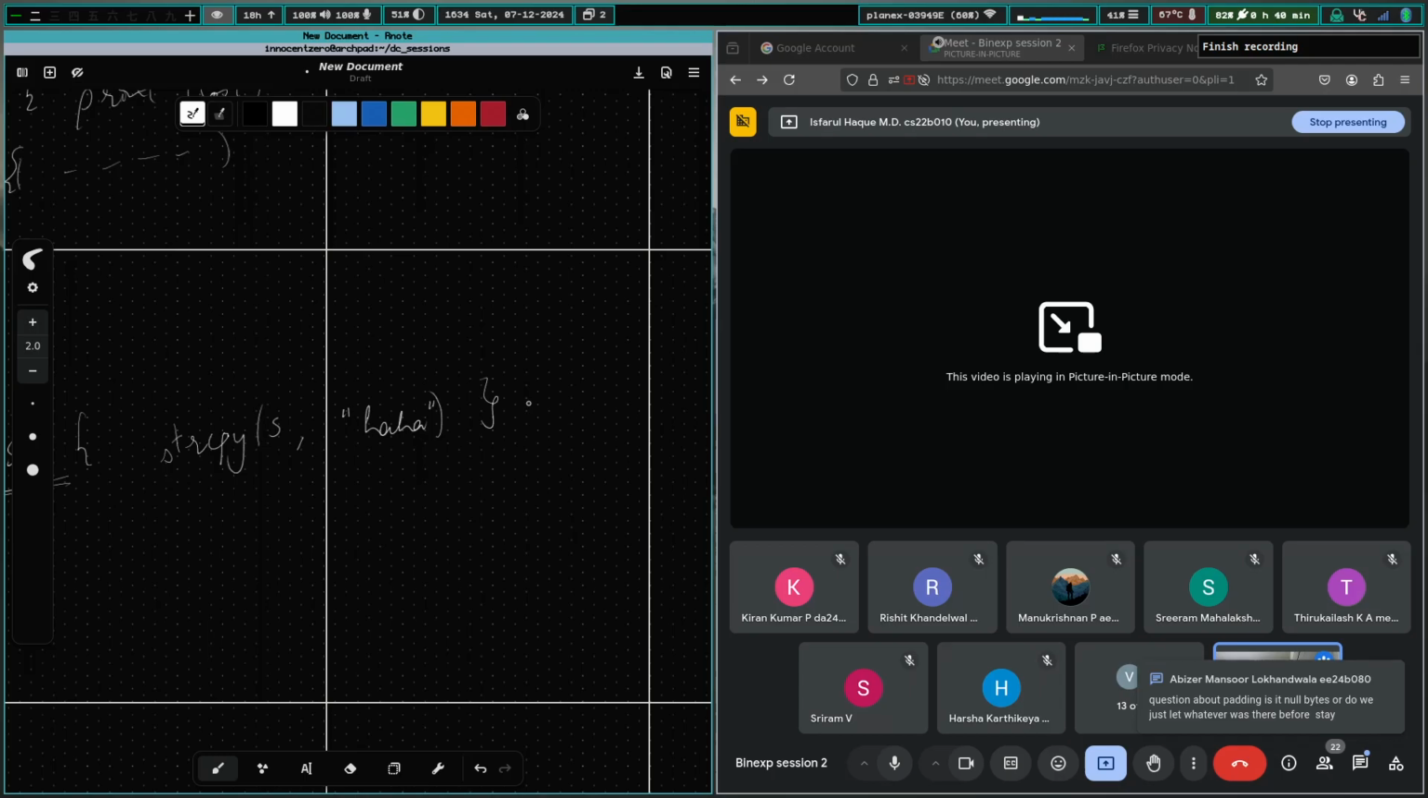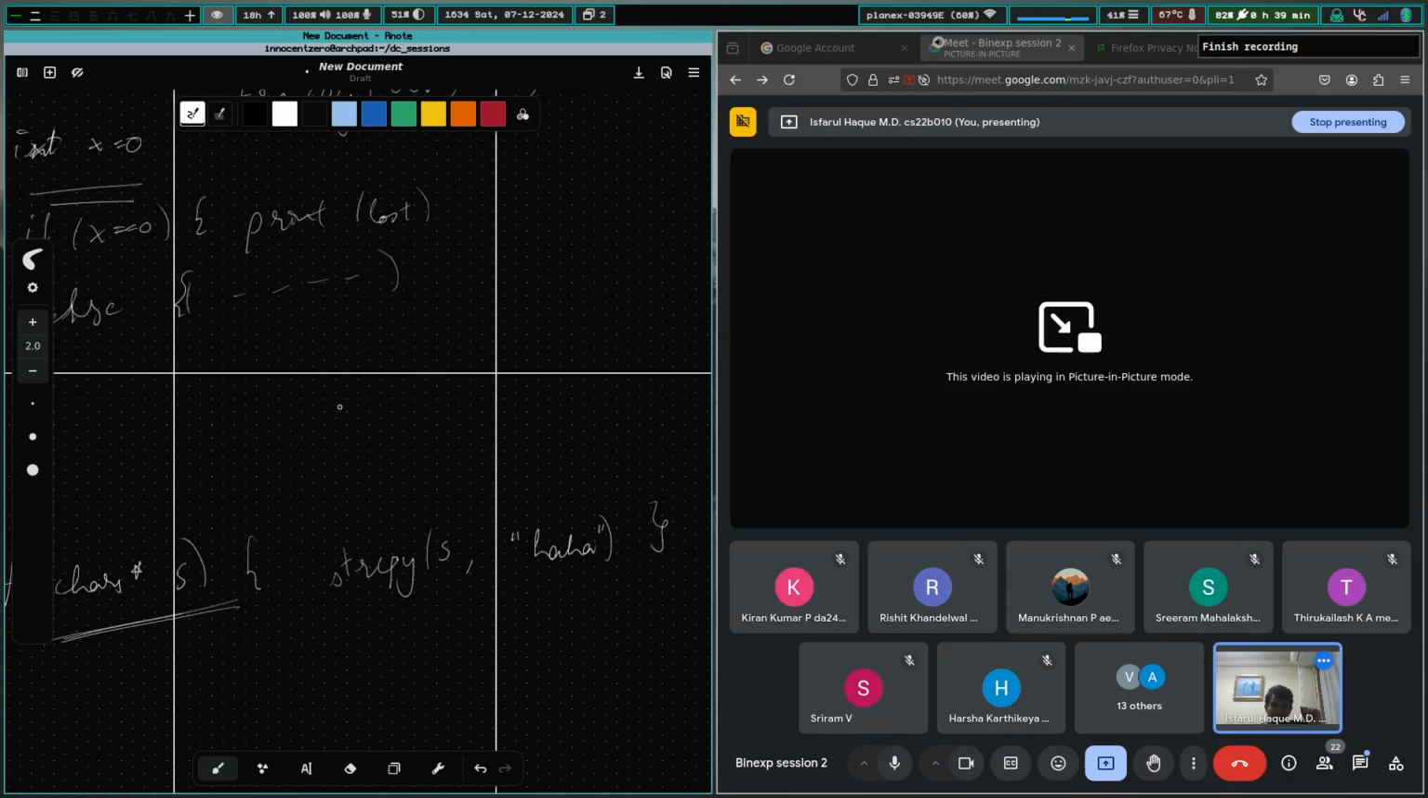Padding. No, no, no. It's not null. It could be null. It could not be null. The reason is it's just wasteful to set it to null, because ideally you are not supposed to read the padding bytes anyway. Abizar, I hope that's clear.